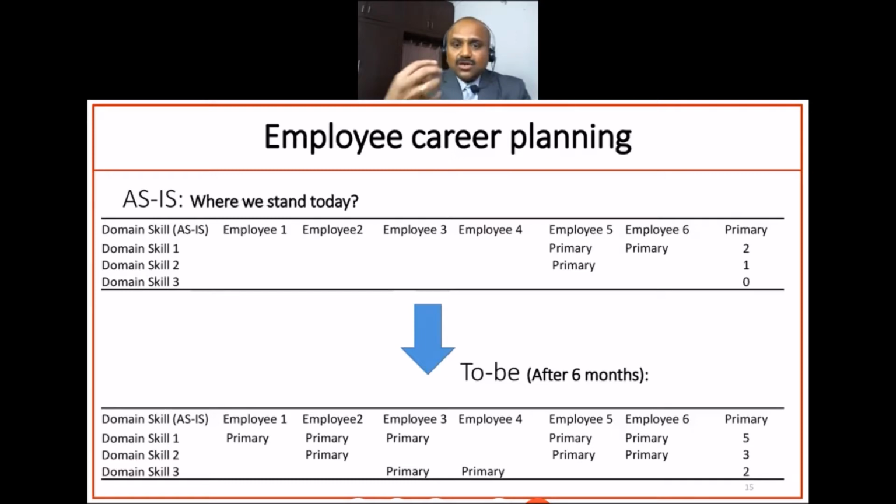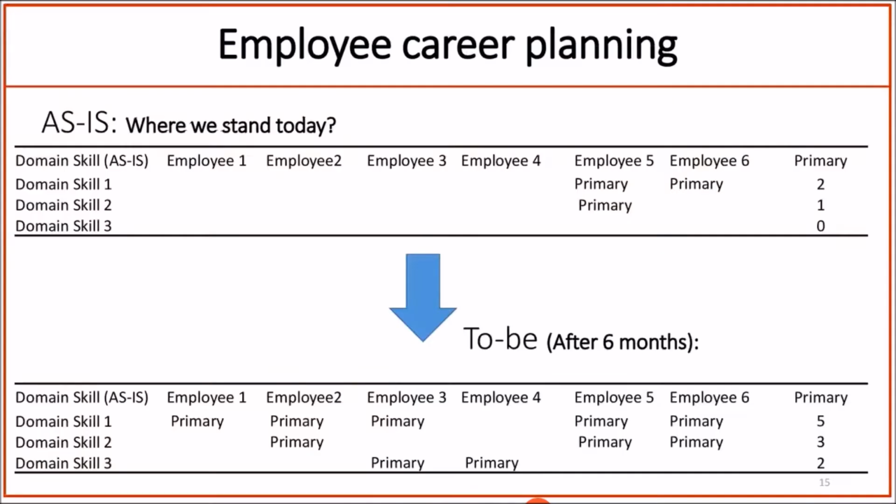The outcome of the T-shaped planning is basically as-is where we stand today to be where we will be. So if you see here, maybe from today's snapshot I have three people whose primary skills are on domain skill 1 and domain skill 2. Maybe after 6 months we want to see a target of probably 10. It all depends upon what the employee chooses.